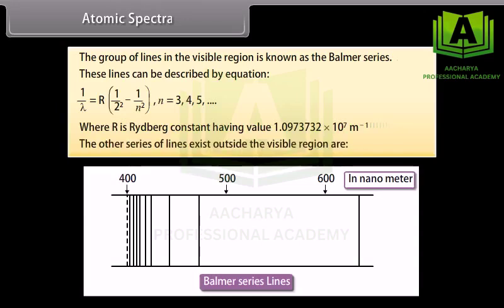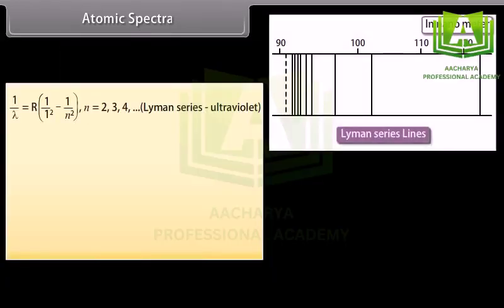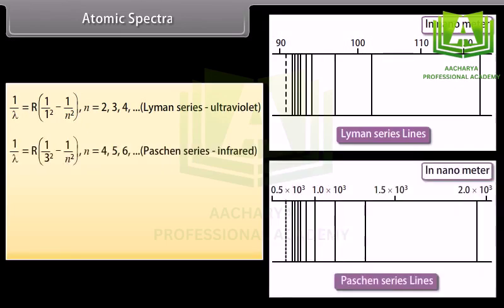The other series of lines that exist outside the visible region are the Lyman series, which is given by 1 upon lambda equals R times (1 upon 1 square minus 1 upon n square). Here the value of n may be 2, 3, 4, 5 and so on. Paschen series, which is given by 1 upon lambda equals R times (1 upon 3 square minus 1 upon n square). Here the value of n may be 4, 5, 6, 7 and so on.